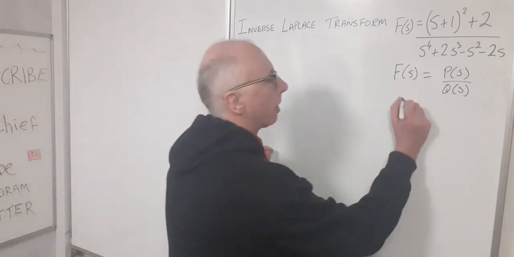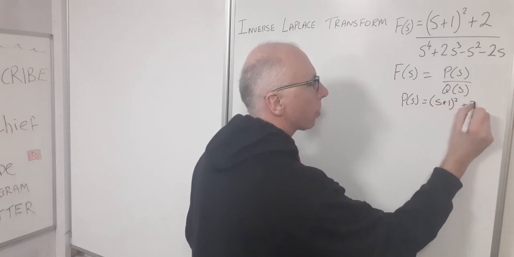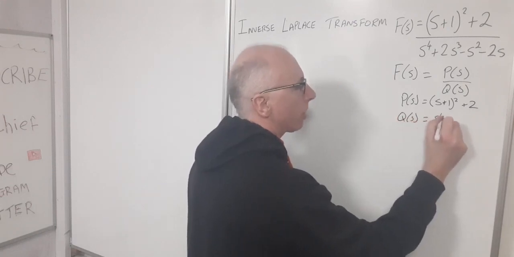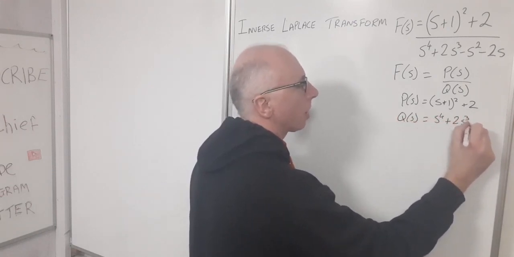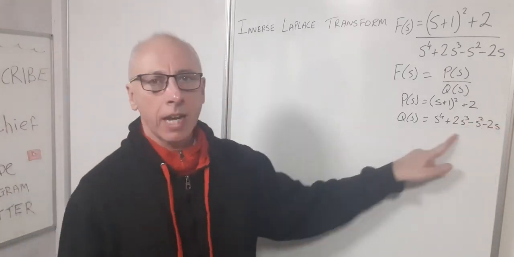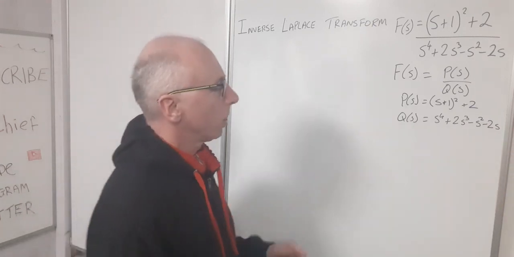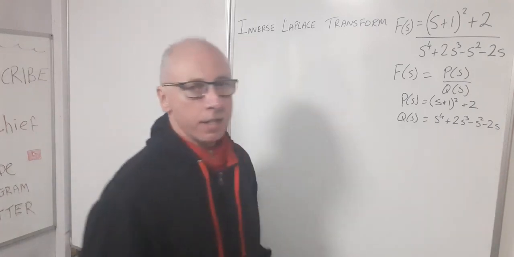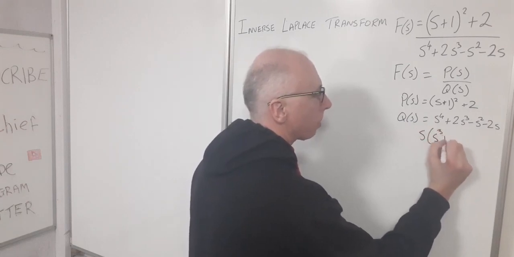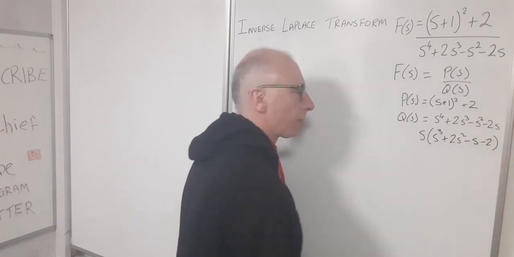So my P(s) equals (s + 1)² + 2, and Q(s) will be my denominator. That equals s⁴ + 2s³ - s² - 2s. Now we want to try and break this down into factors, and as this is a quartic, it's going to be quite a challenge. So I can see s is in every term, so let's do that. We can take an s out to give us s³ + 2s² - s - 2.